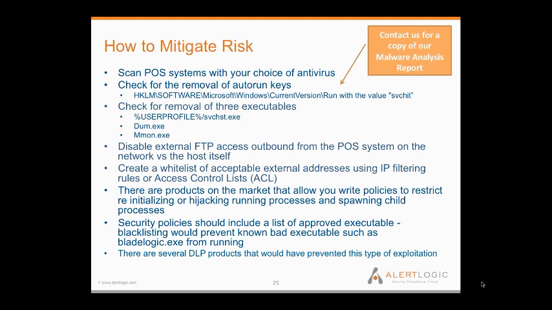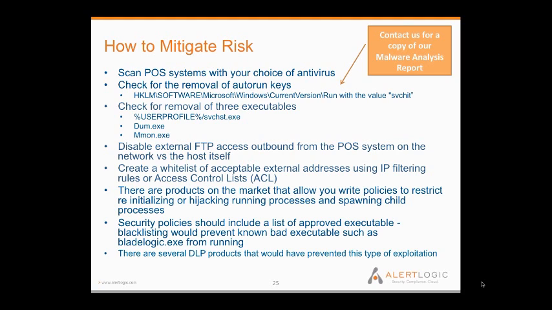You should also, and this comes down to hardening servers anyway, disable external FTP outbound access from point-of-sale systems, either at the host layer or the edge device itself. You can also create whitelists of acceptable external addresses. You can use IP filtering. You can use ACLs, so that way the machines are only speaking to hosts that they are already authorized to speak to.